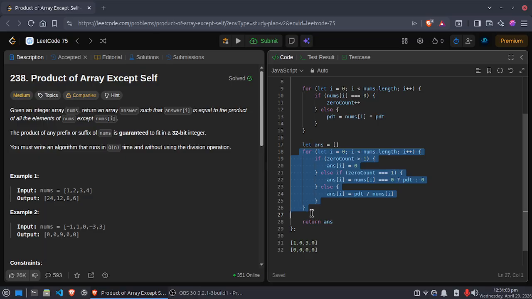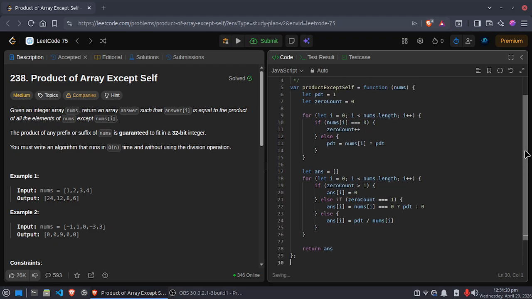But there is one problem. LeetCode clearly says without using the division operation. So from an interview perspective, this is not the preferred solution, and that's why we must move to the optimal approach for this problem statement. So let me comment this out.